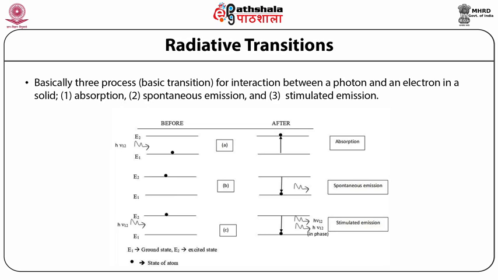Any transition between E1 and E2 involves the emission or absorption of a photon with frequency nu12 such that nu12 equals E2 minus E1, divided by h. At room temperature, most atoms in a solid are at ground state. So the situation is disturbed when a photon of energy exactly equal to h nu12 is incident on the system. An atom in E1 state absorbs the photon energy and goes to the excited state E2.